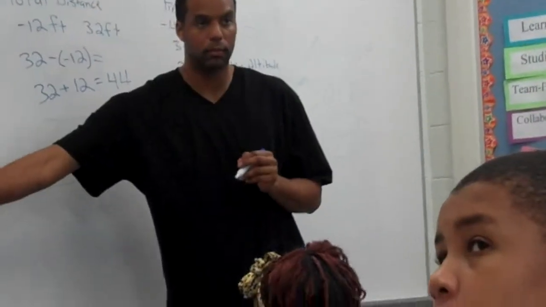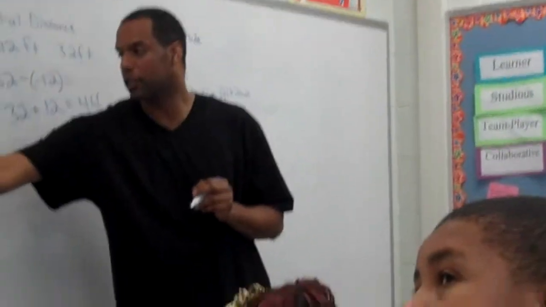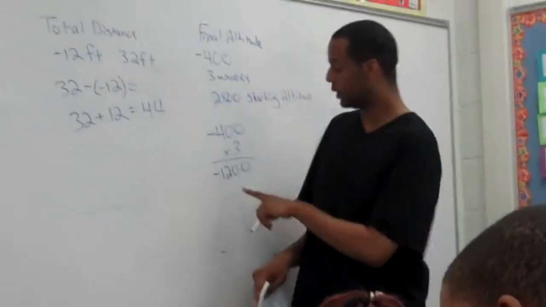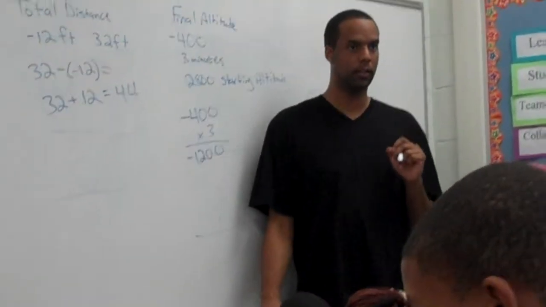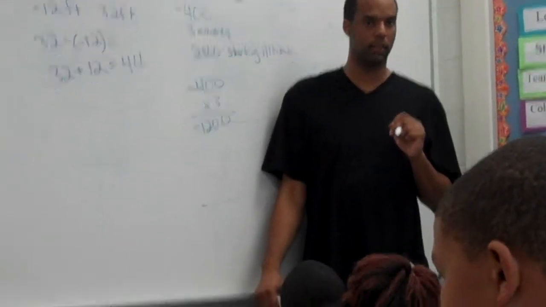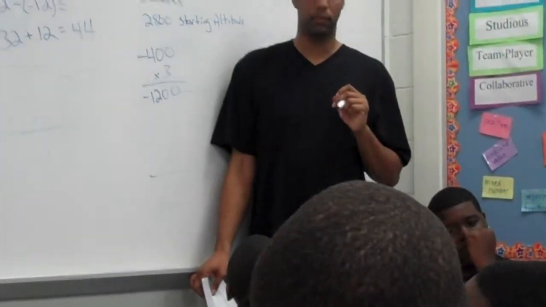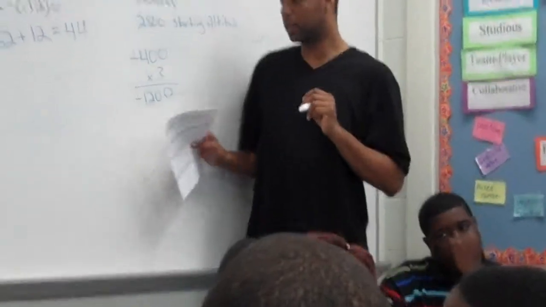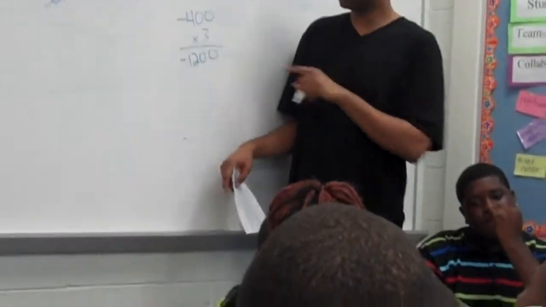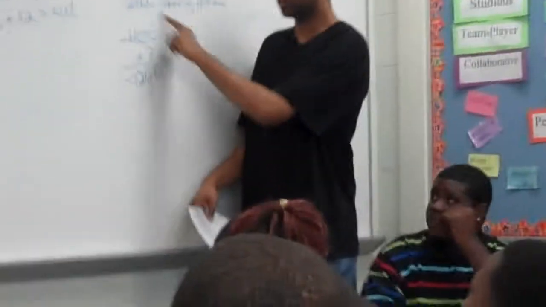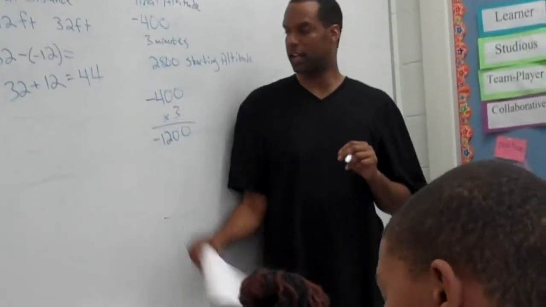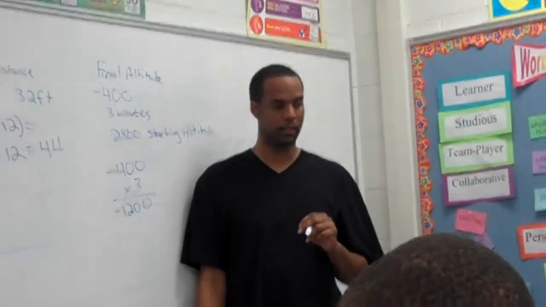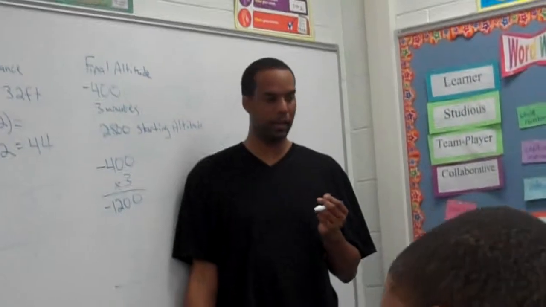So you see right here how I'm using step five? I'm using step five, solving the problem by using other integer rules. What integer rule would I be using? What integer rule am I using right here? Multiplication. Which part of multiplication would I be using? What kind of numbers are these? Negative and positive.